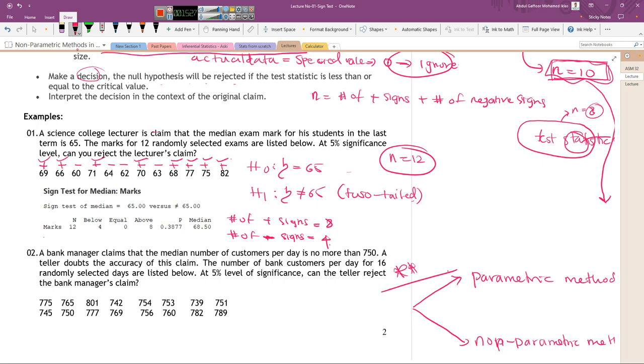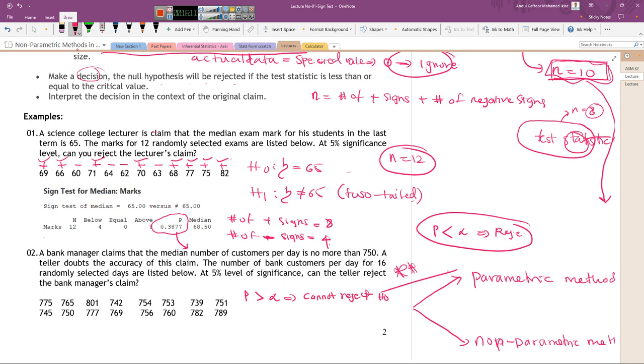Now here you can see the Minitab output is given. From this we can also get the value P equal to 0.3877. The theory for the P value is common for both parametric and non-parametric methods, right? If our P value is less than our alpha value, we will reject H naught. So here, since our P value is greater than the alpha value, we cannot reject H naught.